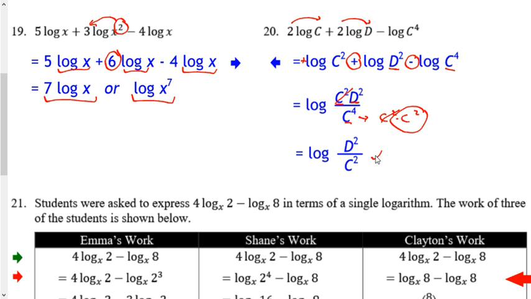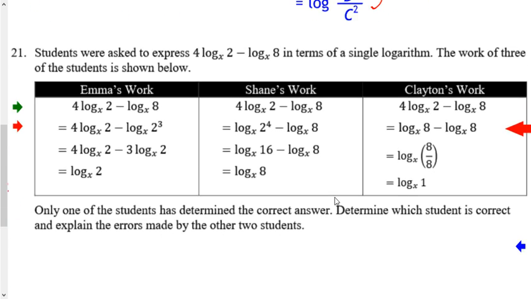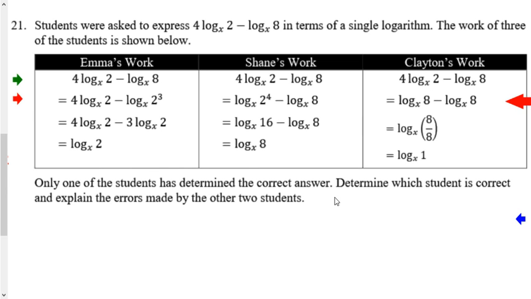On to number 21. Well, as you looked through the work, hopefully you observed that Emma did everything correctly. No mistakes in her work. We can just follow the process all the way through. So let's do a quick look at it.